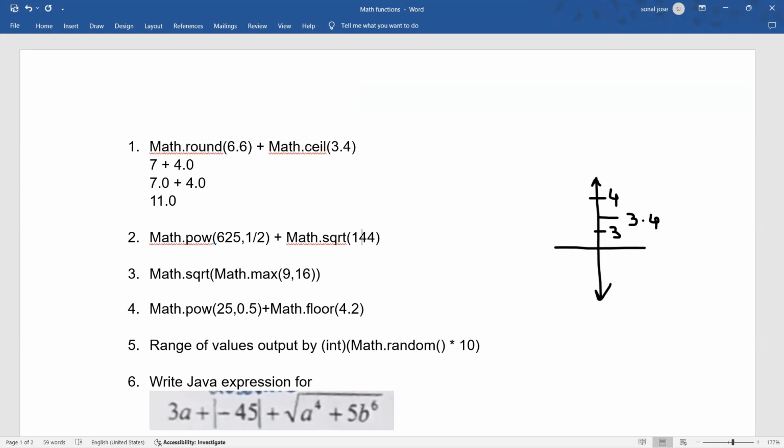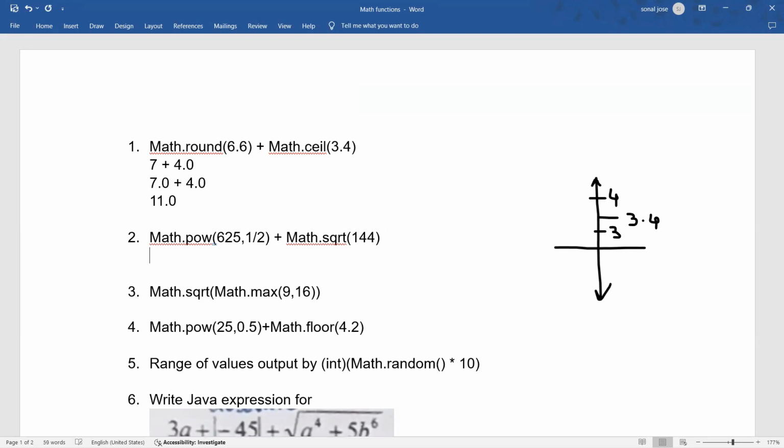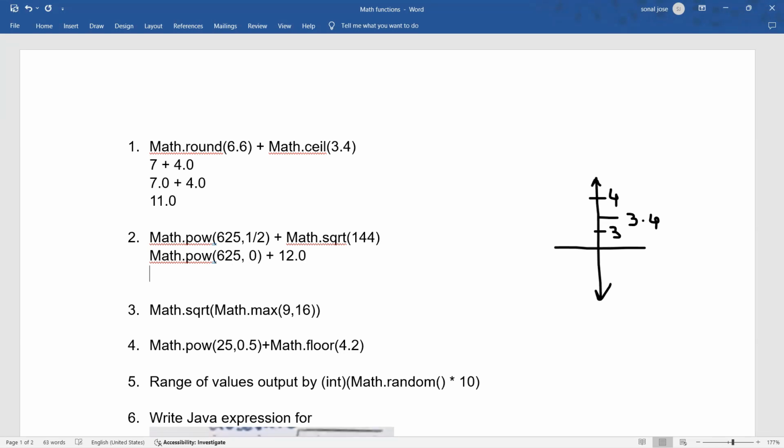Okay. Next example. Okay, this is also from one of the past board papers. Now this is saying math.power 625. So if I convert this, math.power 625 comma 1 by 2. Now this is 1 by 2, both are integers. Remember, integer division of 1 by 2 in Java will be 0. Plus math.square root 144. What is the square root of 144? We know it is 12. But again, square root will return a double. So the answer will be 12.0.